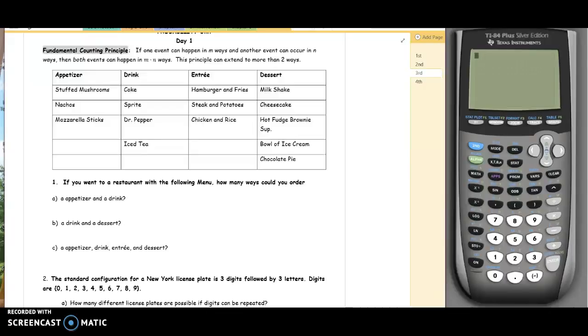If you order nachos, you also have 4 options. Nachos and Coke, nachos and Sprite, nachos and Dr. Pepper, nachos and iced tea. And then mozzarella sticks, that's another 4. So how many ways is that total? 12.